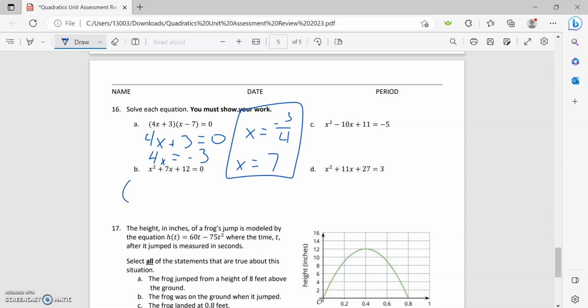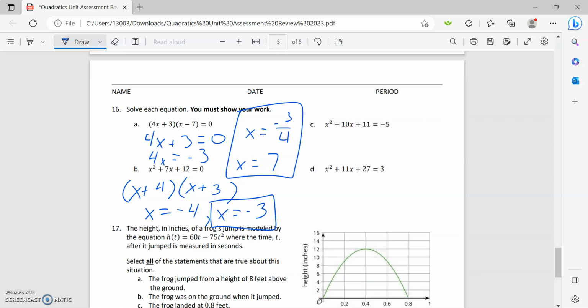Like B, I can pretty quickly look at that and say, hey, look, two numbers that multiply to 12 that get me to 7, they're both going to be the same sign. So x plus a number, x plus a number, they're both going to be positive based on that. Well, I can tell you 4 and 3 together make 12 and added together is 7. So x plus 4 and x plus 3 are my factors. So the answer to B is when x equals negative 4 and when x is negative 3.